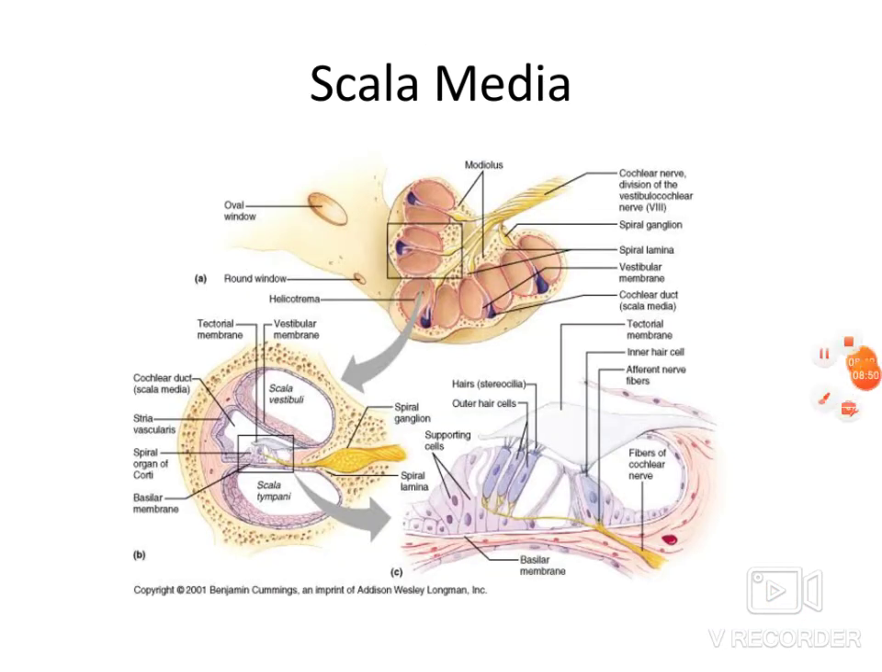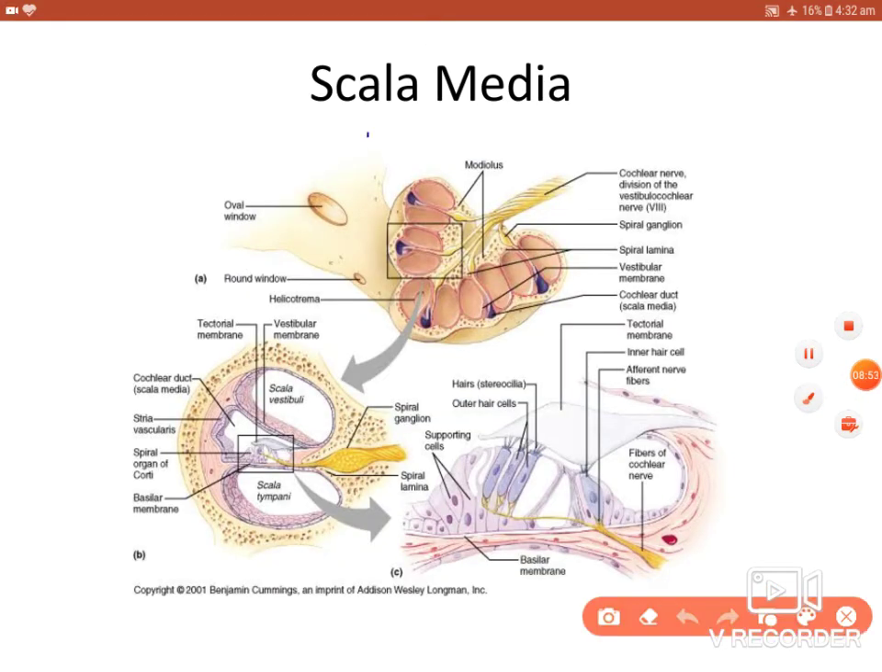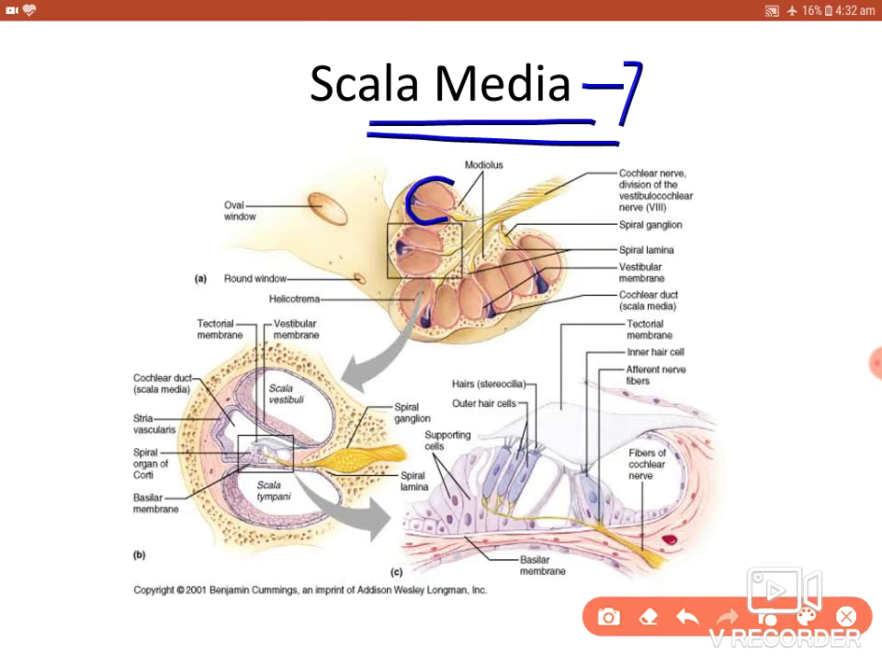Then here comes the structure of the scala media. That is the middle part of the cochlear canal, also called the cochlear duct, scala media. You can see here, this is the cochlear canal. See here, this is the cochlear canal. Then this is the enlarged view of the cochlear canal. Okay, here this is the spiral lamina. These spiral projections are called the spiral lamina.